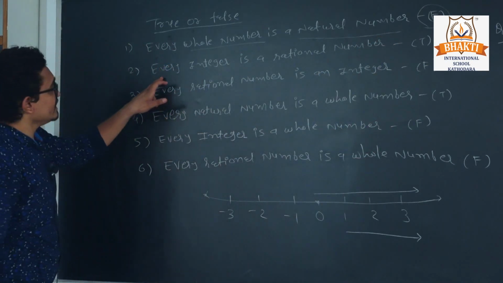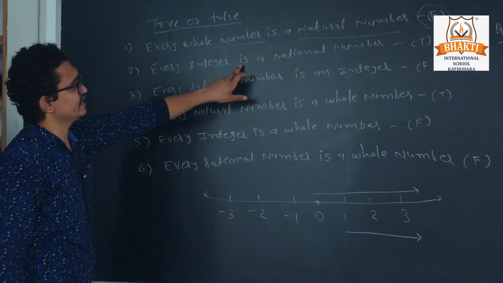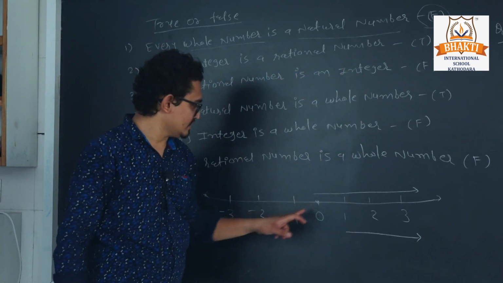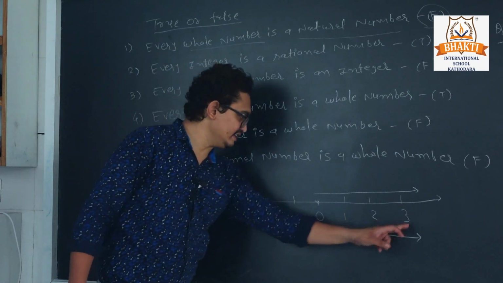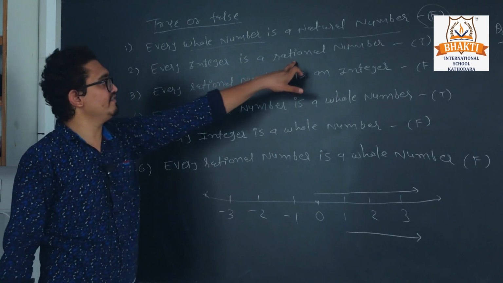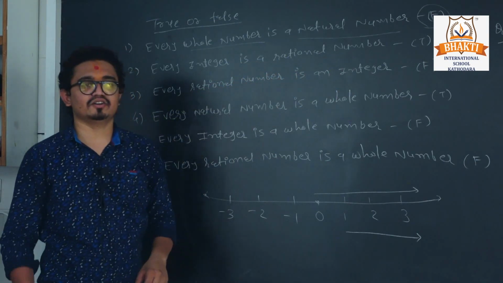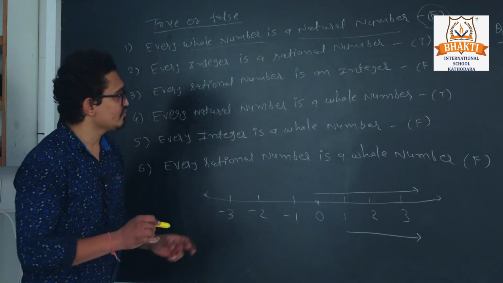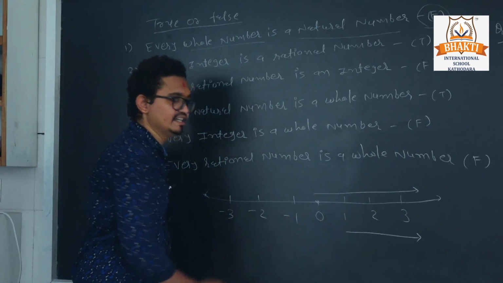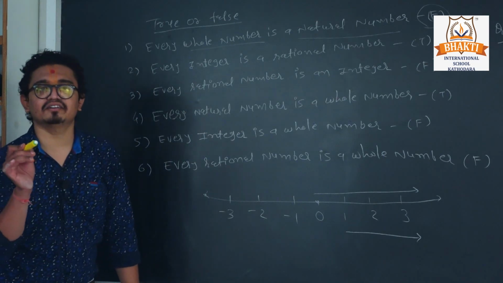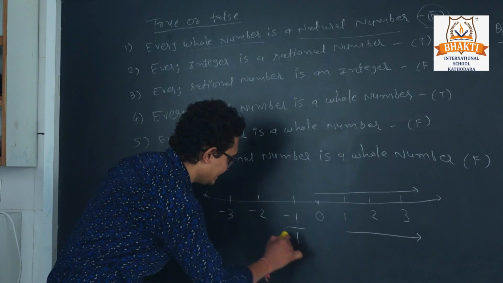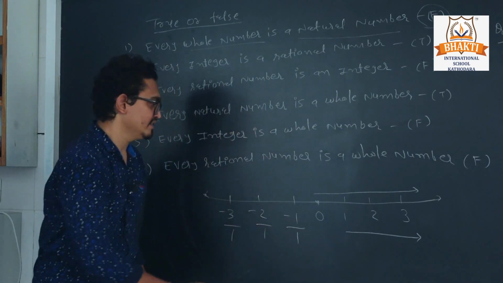Second, every integer is a rational number. So these are called integers. Suppose that is called positive integer and that is called negative integer. And we also know the definition of rational number. Rational numbers are those numbers which are in the form of p upon q. So it is called integer. Now how do we convert that integer into a rational number? Suppose we can write it like that.